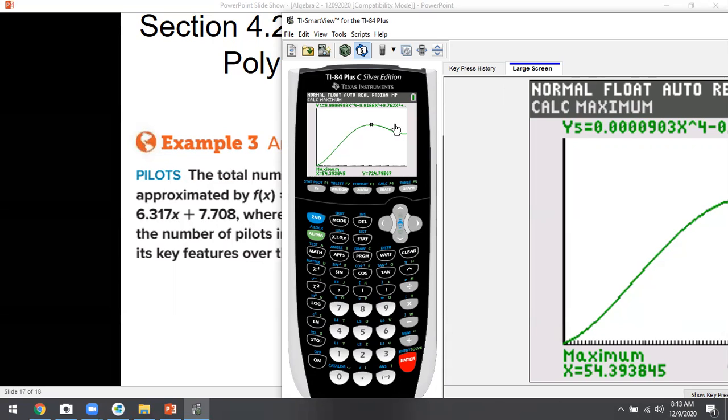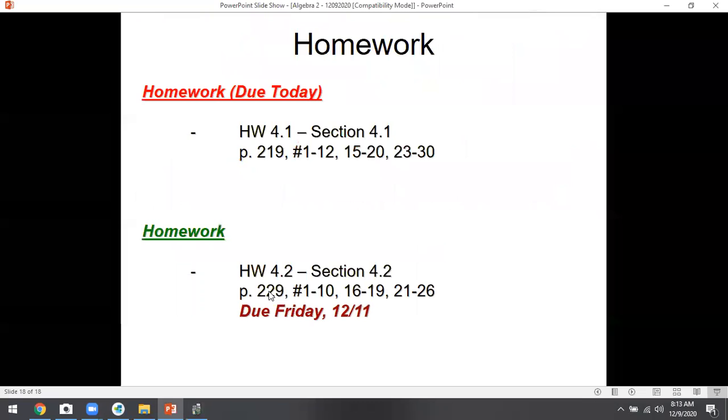But you have to interpret in terms of the problem. I guess the number of pilots was increasing until 1984. Then they had a slight dip in it. I don't know why. Maybe voodoo economics or a Reagan policy. I don't know. All right, that's it for today.